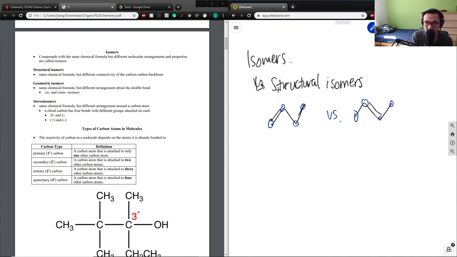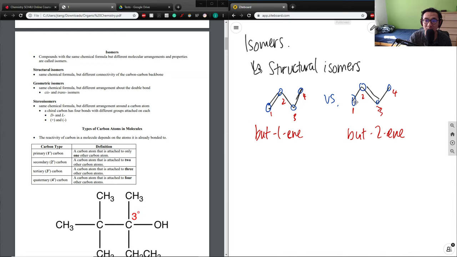So we know it's but-. They both also have one double bond in it, so we can name this. This is but-1-ene because my carbons are 1, 2, 3, and 4. And this is 1, 2, 3, and 4, but this double bond lies on 2, so this is but-2-ene if I were to name this. So how are they different? They're different because the double bond lies in a different place.